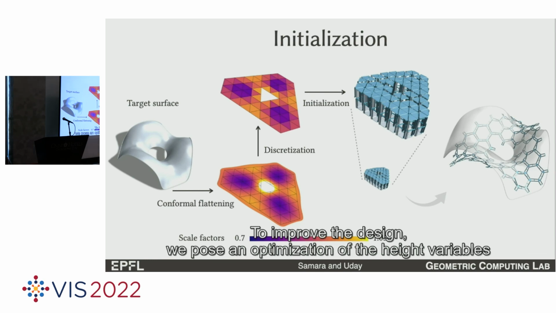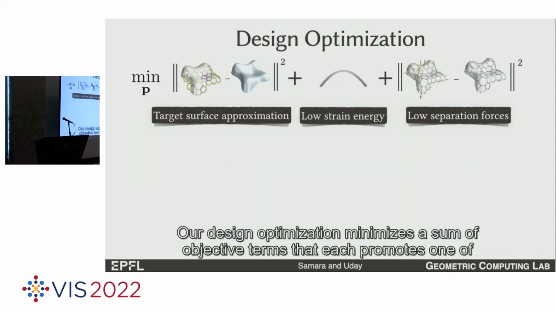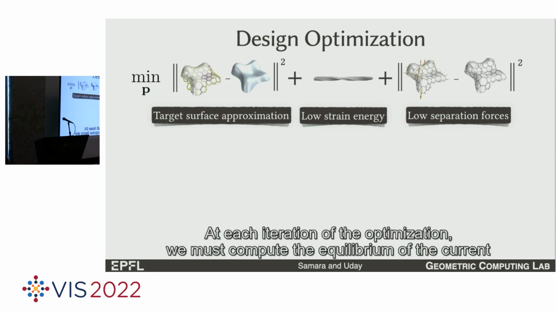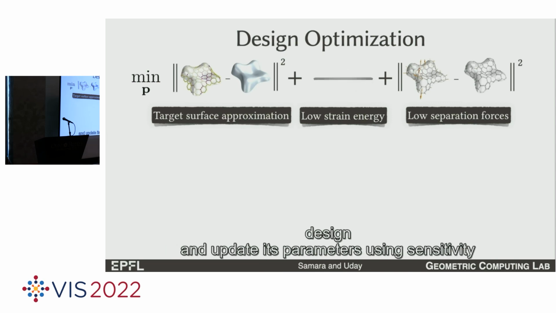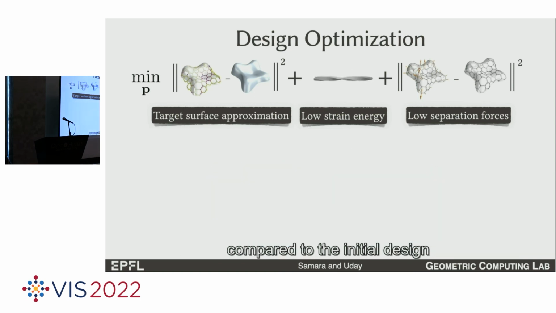To improve the design, we pose an optimization of the height variables. Our design optimization minimizes the sum of objective terms that each promotes one of the design goals introduced earlier. At each iteration of the optimization, we must compute the equilibrium of the current design and update its parameters using sensitivity analysis. Here is a time-lapse of the optimization, which significantly improves the surface approximation compared to the initial design.